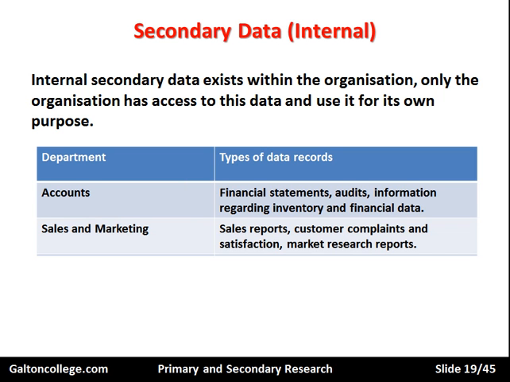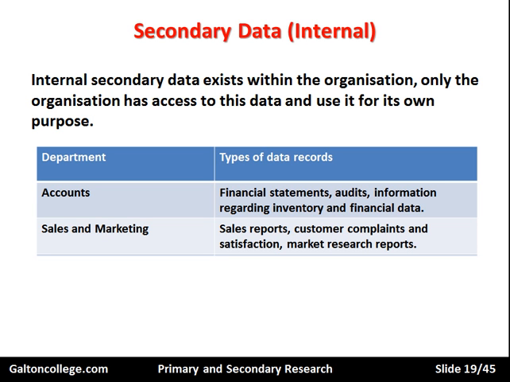Other departments, for example sales and marketing, also produce data. Sales reports, customer complaints and satisfaction surveys, market research reports. So it's a lot of data being produced by the sales and marketing department as well. And these are done for a particular purpose. So in that sense, anything collected within sales and marketing for a particular purpose, to show, for example, how satisfied the customers are with products, that is primary research. It's collected for the purpose of indicating how customers see the product.